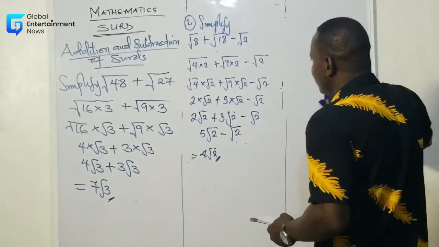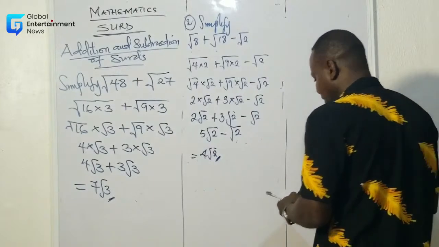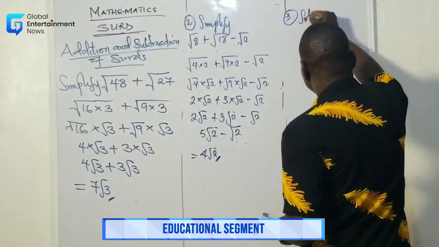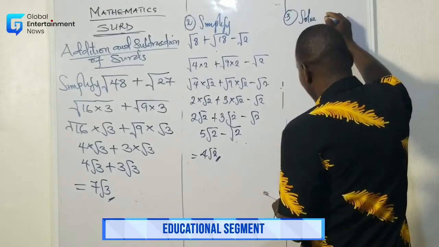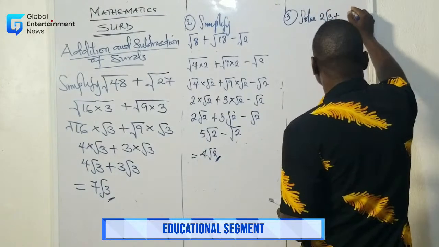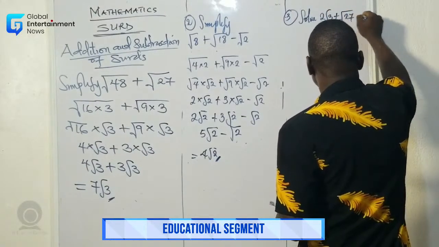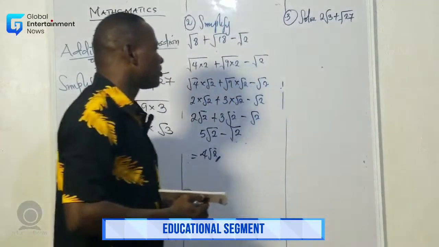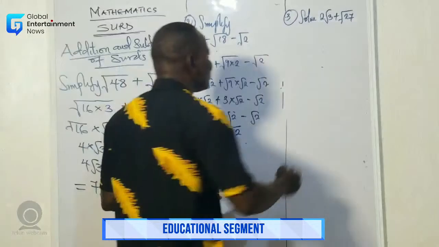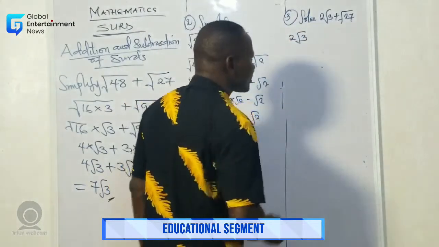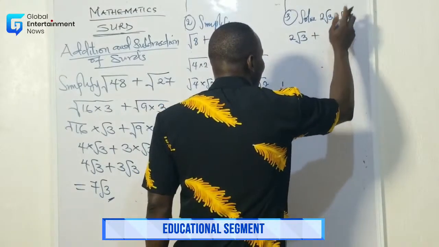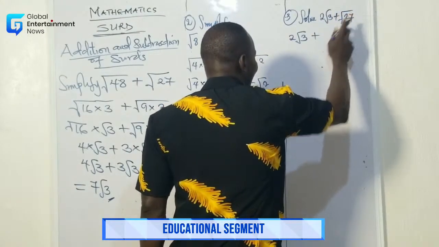Believe I'm communicating. Example number 3. The question says, solve: 2 root 3 plus root 27. Let's break this down. So what do we have here? We have 2 root 3, isn't it? Then what else? We have plus, if you break this 27 down, it's going to give me what?